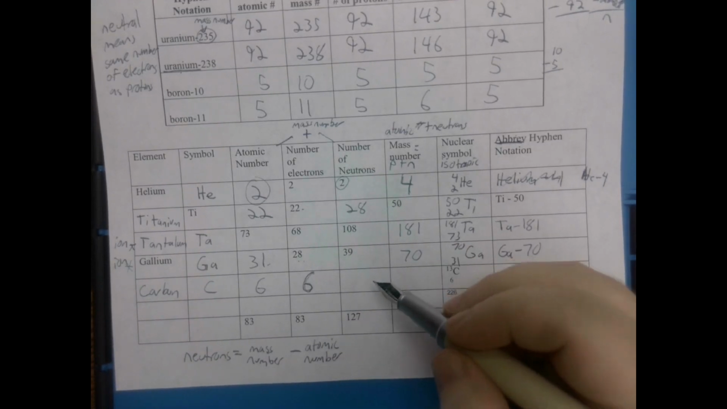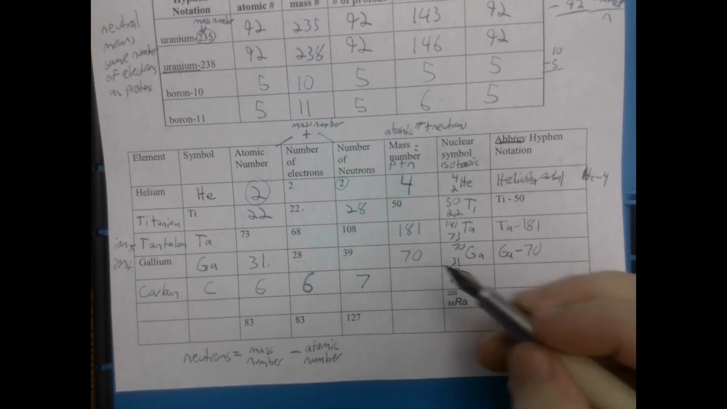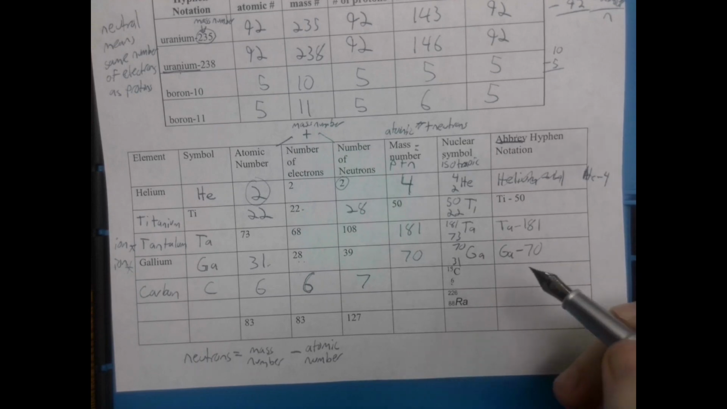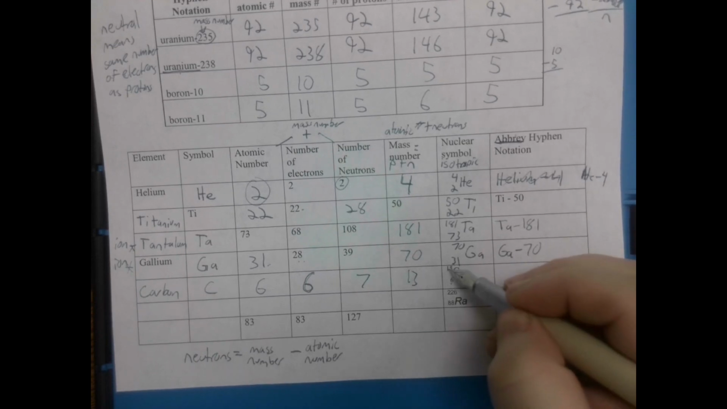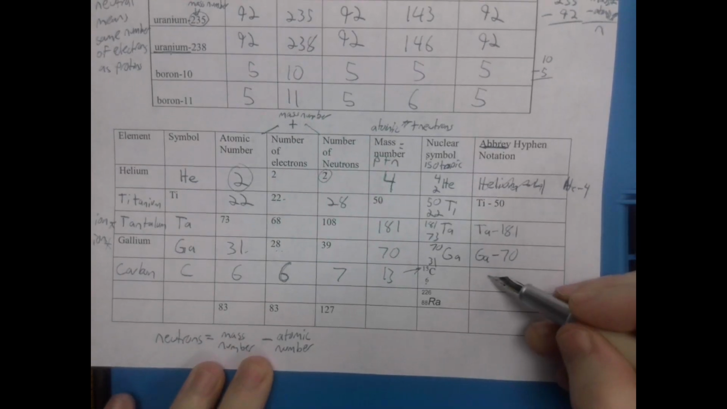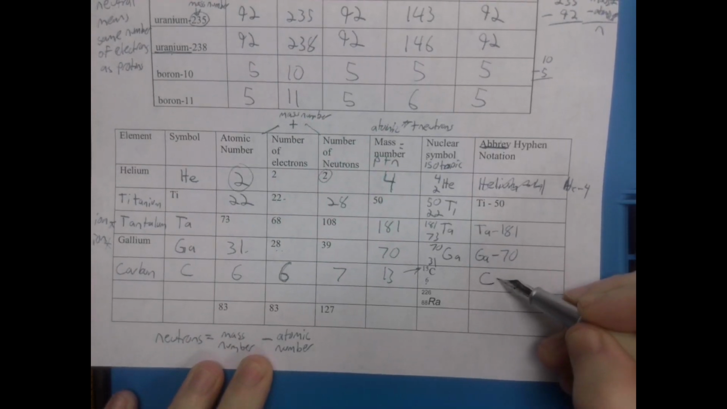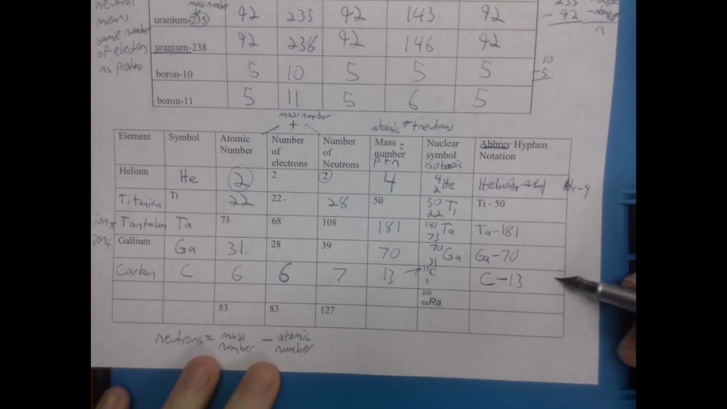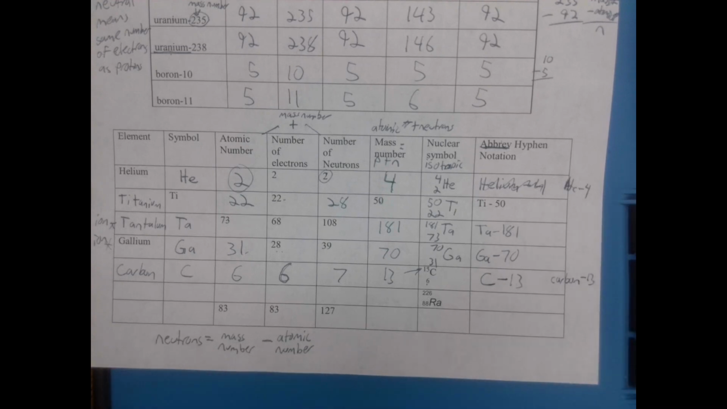What would be the number of neutrons? 7, so 13 minus 6. And what is the mass number? 13, this is the mass number. And then in abbreviated form, it would be C-13. In full hyphen form, it would be carbon-13.